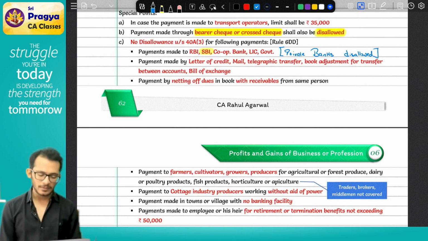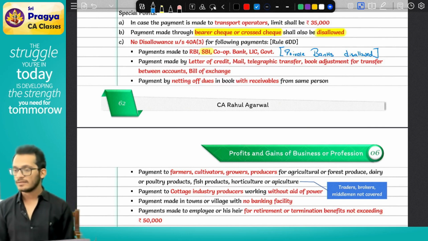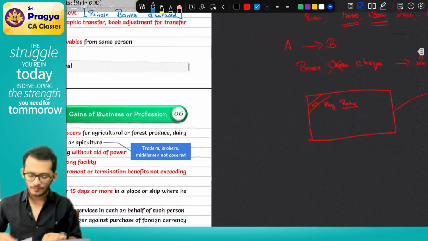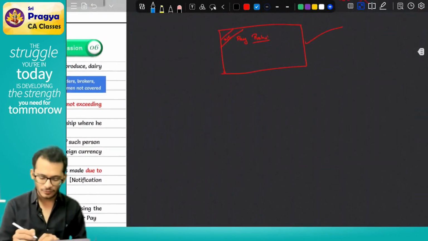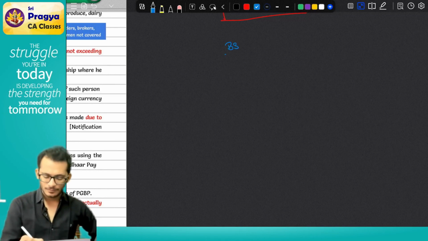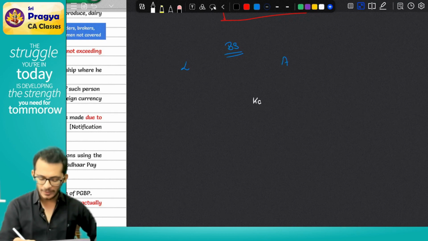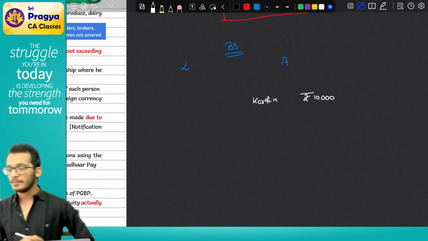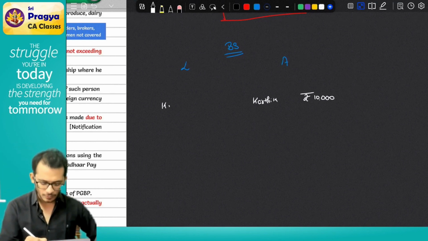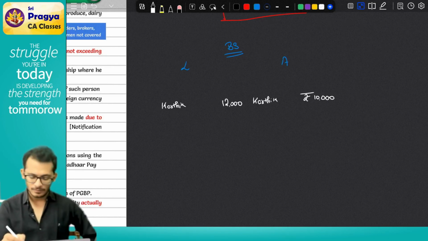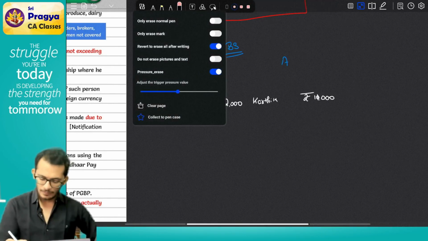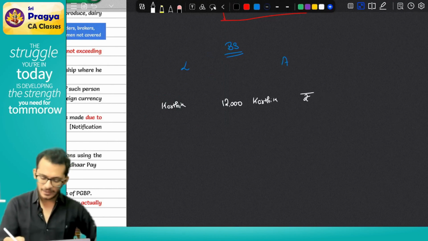Scenario number 3: payment by netting off of dues in the receivables. What is happening? In my books, in my balance sheet, I had assets and liabilities. In the assets, I had payment to be received from Karthik, 11,000. And in liabilities, I had payments to be made to Karthik, 12,000.